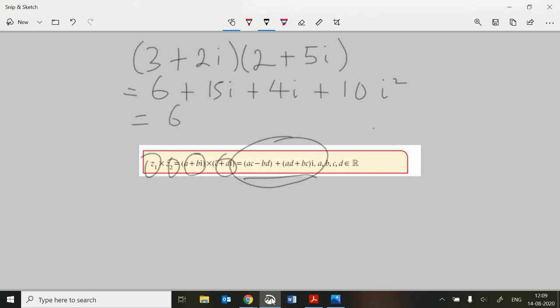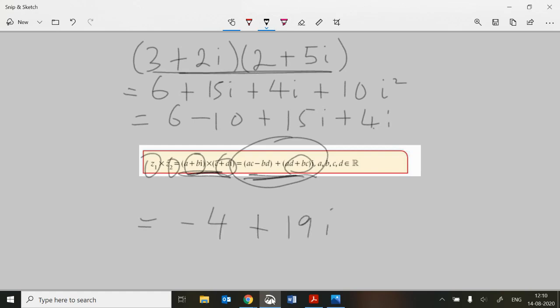So this is basically giving us 6 take away 10 plus 15i plus 4i. And so you can see this is just exactly what's happened here. It's just written in what's looking like a complicated form, but in fact it really isn't. So you can obviously simplify that one at the end. So we're getting -4 and then plus 19i in this case, and that's the multiplication of two complex numbers.